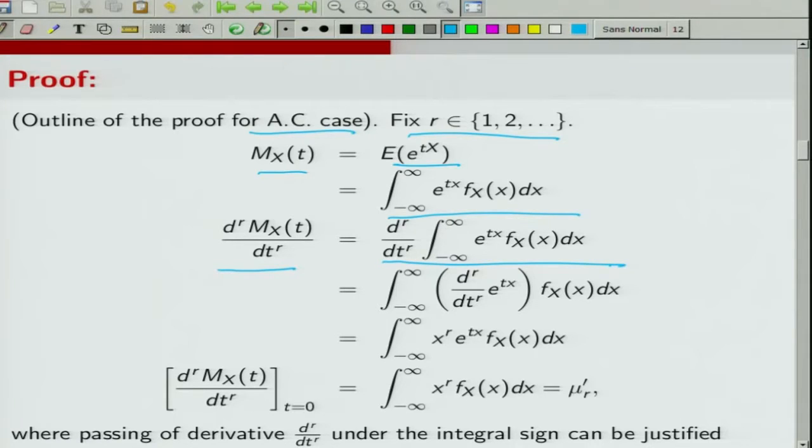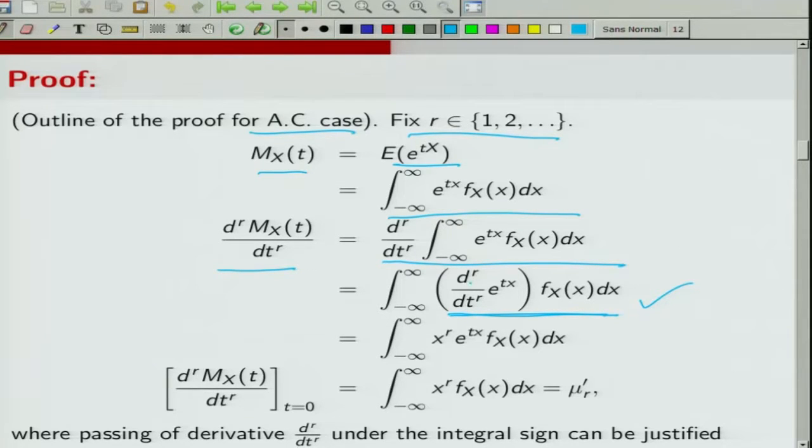First one finds it for the first derivative. Then under the assumptions, it can be justified that you can take this differential operator inside the integral sign, and that is what you have to do. This would require some sophisticated mathematical arguments, which I am not going to elaborate over here, but under the given conditions that your moment generating function exists in a neighborhood of 0, this is allowed.